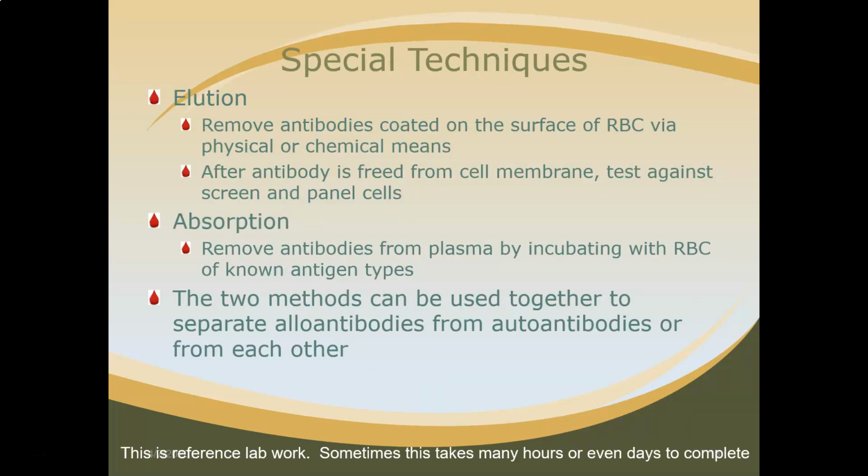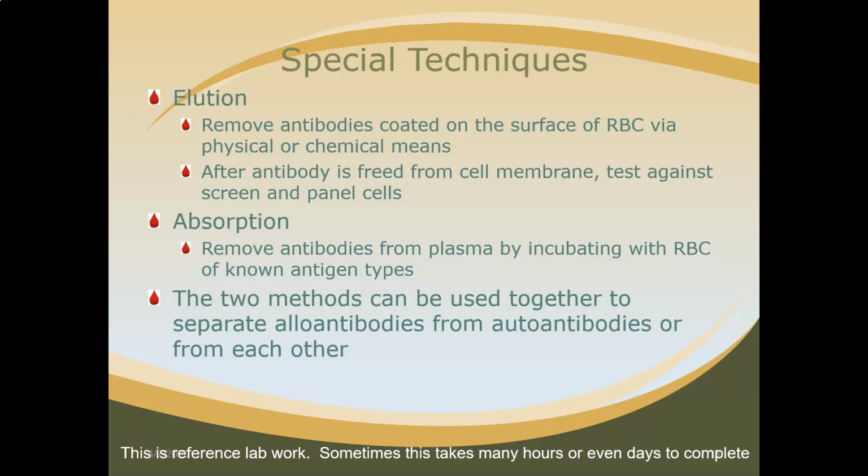All right, special techniques. The elution, basically, this is what we do when we have a positive DAT. So the antibodies are attached to the red cell membrane, and what we have to do is remove them from that membrane using physical or chemical means, so that once they're off of the membrane, we can then test them against screen cells and panel cells to see what specificity they have and identify what antibody was coating those red cells.